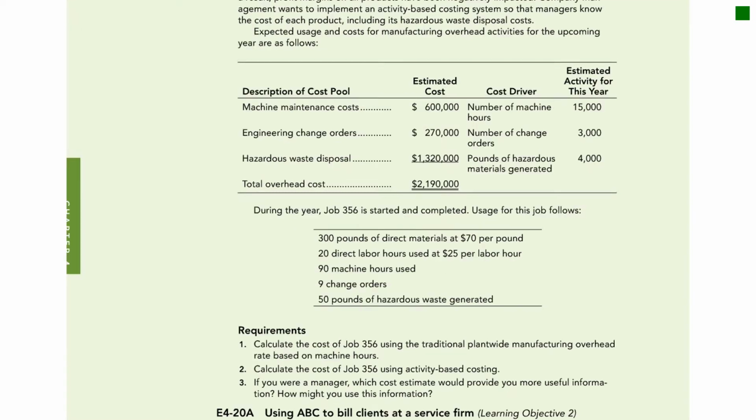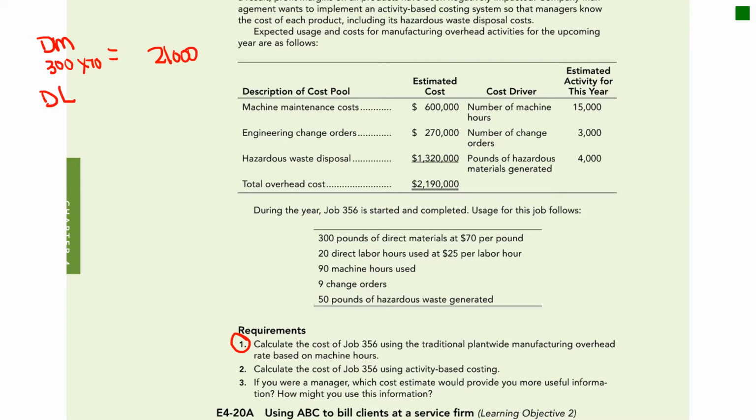Okay, so for requirement number 1, we already have the rates, so let's get to the product cost. Number 1, direct materials, is given: 300 pounds of direct materials at $70 per pound. If we multiply that out, 300 times 70, that's our direct material cost, which is $21,000. Product cost number 1.